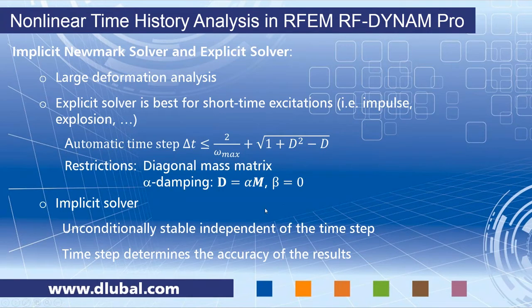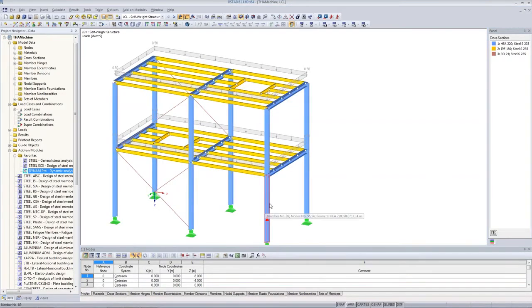So let's go to the example. I think that's enough for all the theory and solver difference. So let's jump over to RSTAB directly, and that's the structure we are looking at. Some of you might know it. It's the example that we have in the manual.